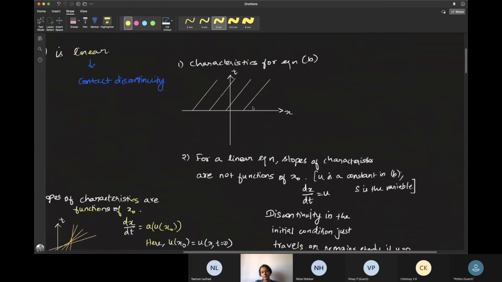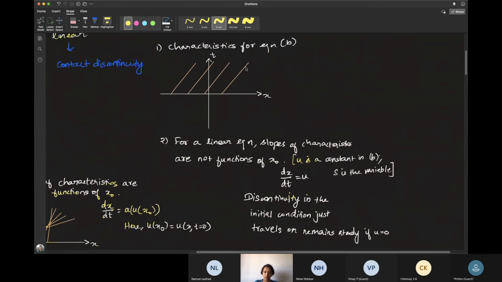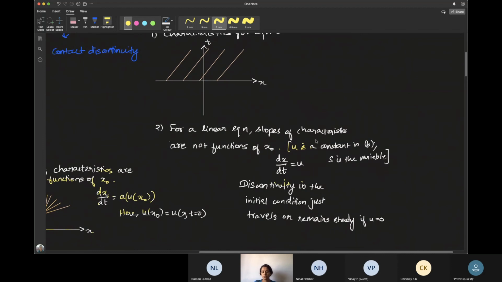So for a linear equation, the equation for slope will be dx/dt equals u. So the characteristics are always going to be parallel. Because of this reason, for a linear equation, the characteristics will always be parallel. Their slope is the same at all points. At all x naught, the slope is going to be the same.